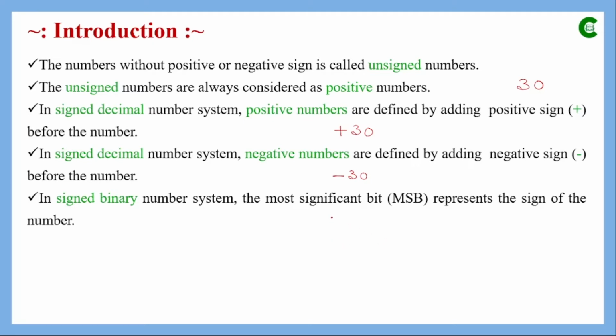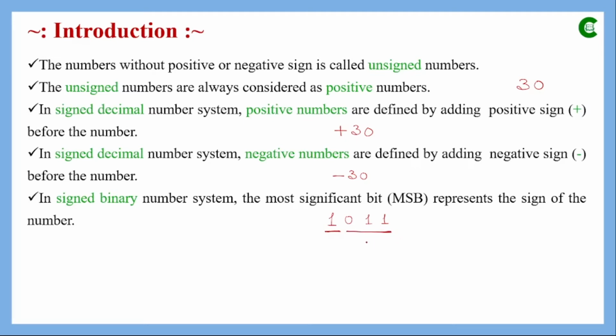Suppose we have a 4-digit number like this, 1011. So this is a 4-bit binary number. If it is a signed binary number, we will use this MSB to represent the sign of that number, and the rest of the bits will be used to represent the value or magnitude of that number.